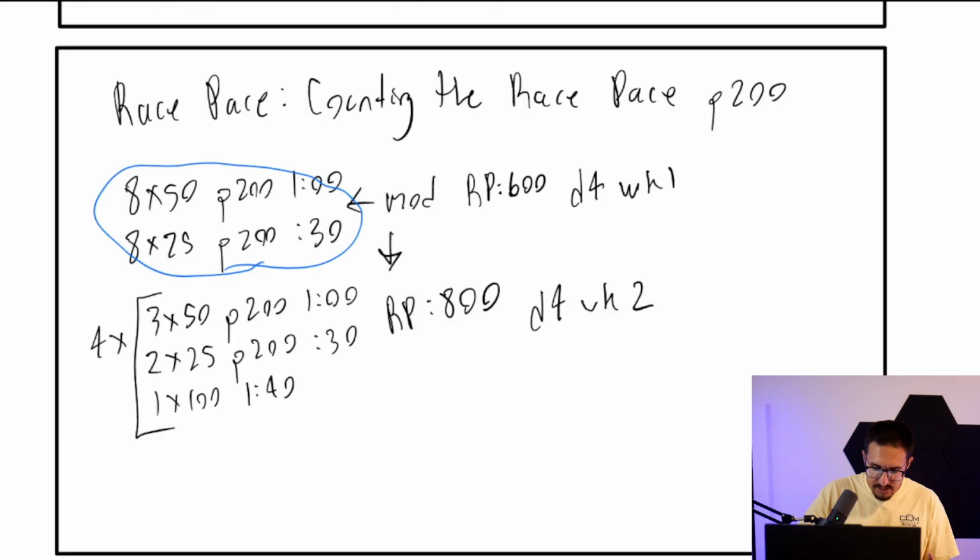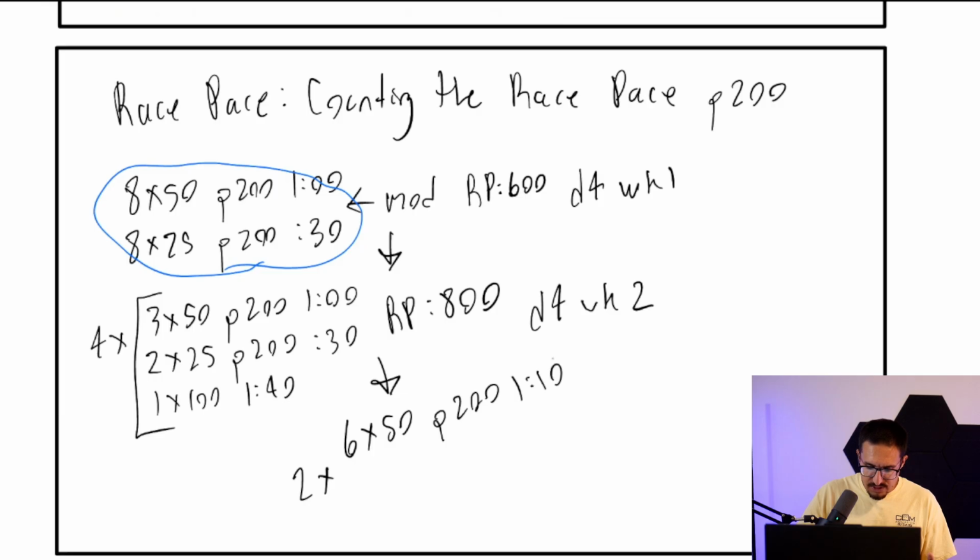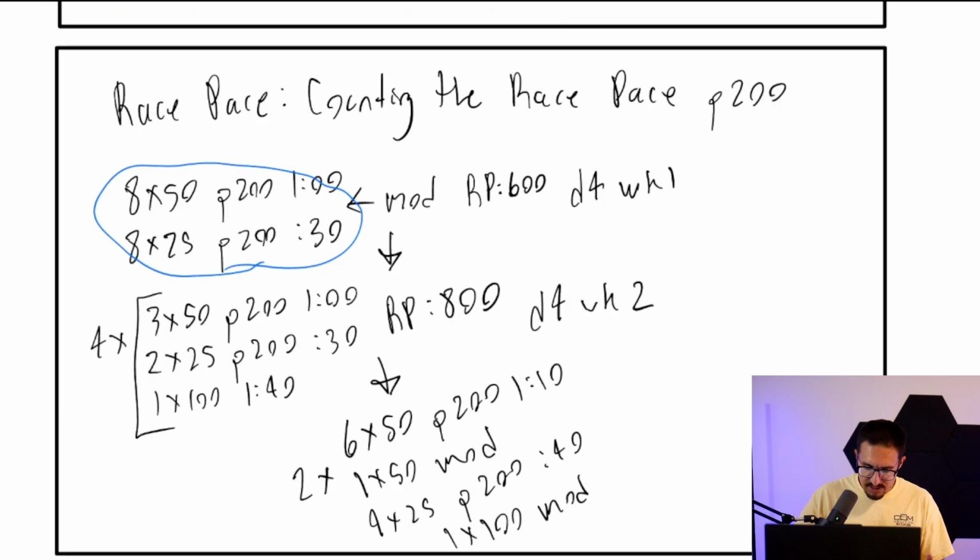So this workout leads into this, which leads into this. And on this one, I'm actually going to go 2 times 6 50s, pace 200 on 110. 1 times 50, moderate. I know I'm writing sideways here. And then 4 25s, pace 200. We'll put those on 40. And then we'll go 1 times 100 moderate. MOD means moderate. I'll just keep the intervals the same so we don't have to confuse anybody.